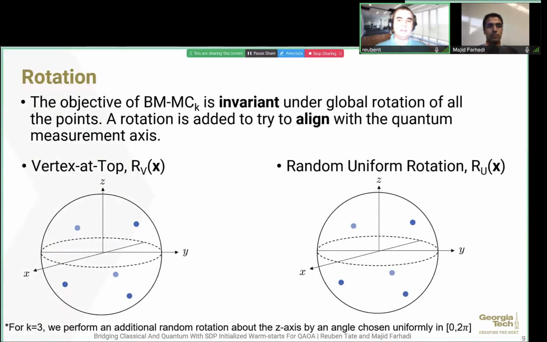Classically, the value of the expected cut doesn't change with the global rotation of the solution. However, these rotations can change the quality of the cut when sampled in a quantum sense, which is why we add an additional rotation in order to mitigate a bad initialization.